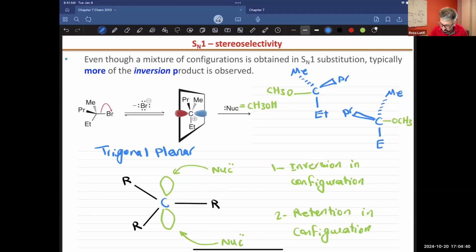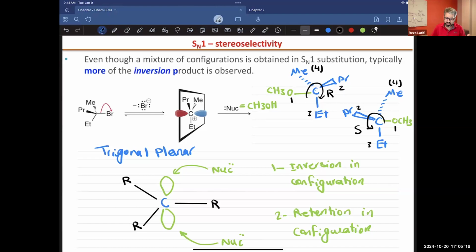Okay, let's assign the configuration. This is going to be number 1, this one will be number 2, and this one will be 3. So the rotation will be clockwise, and that's going to be R. And here is 1, the propyl will be 2, and the ethyl will be 3. This time it will be counterclockwise, and that's going to be S. Remember, methyl will be the fourth priority, and in both cases methyl was at the back of the molecule. So what did I get? I got R and S.